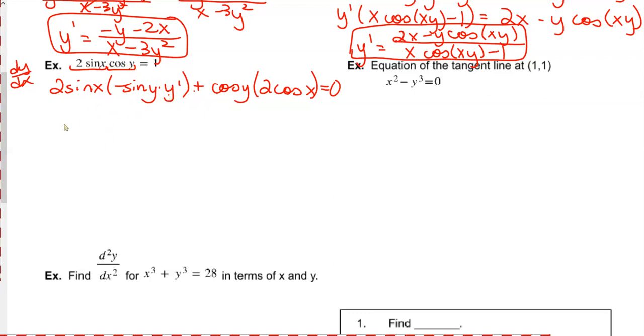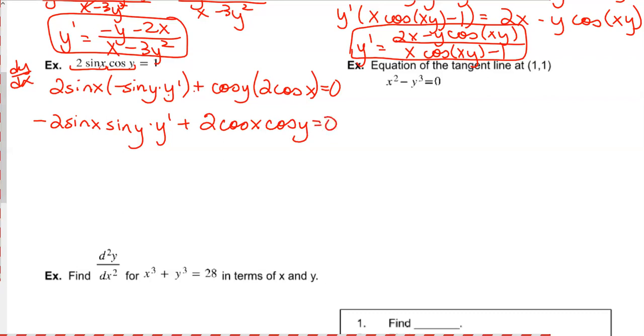So I'm going to clean this up and let's go minus 2 sine of x sine of y times y prime. You can't put those together because they have different angles, so it's not like a squared or anything. Plus 2, I'm just going to do cosine of x cosine of y, keeping alphabetical. And that's equal to 0.